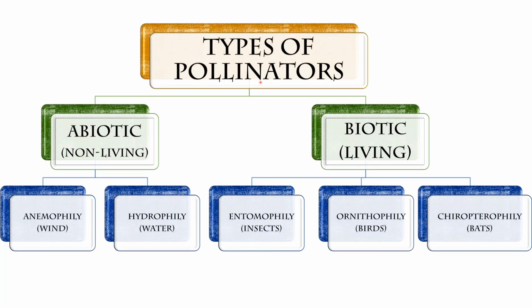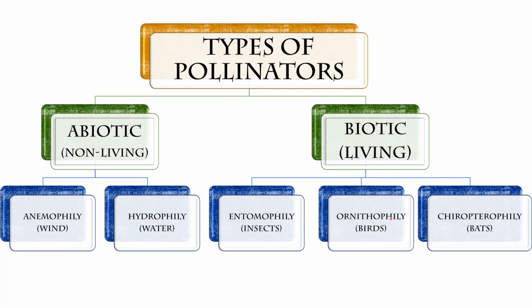Students, these pollinators are broadly divided into two types, abiotic and biotic. In case of abiotic factors, the pollens are transferred by non-living agents such as wind and water, whereas in case of biotic factors, living agents such as insects, birds and bats help in transfer of pollens.